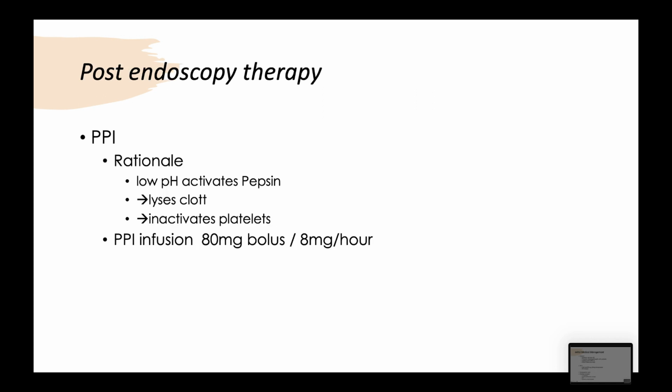So after endoscopy, you can consider using a PPI. The main rationale behind this is that if it's acidic or low pH, this activates pepsin, which will break down the clot as well as inactivate platelets. Therefore, the patient's more likely to start bleeding again. And you would consider using an infusion, with an 80 milligram bolus.